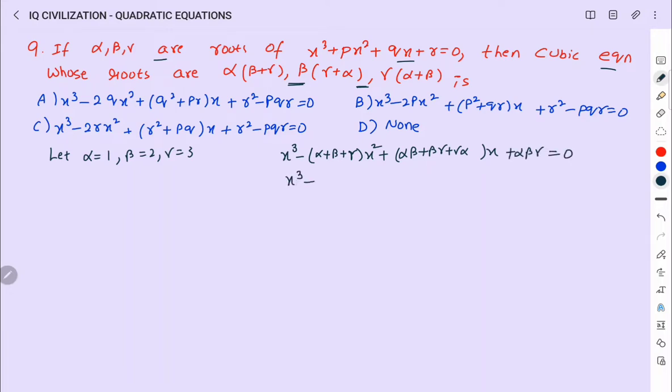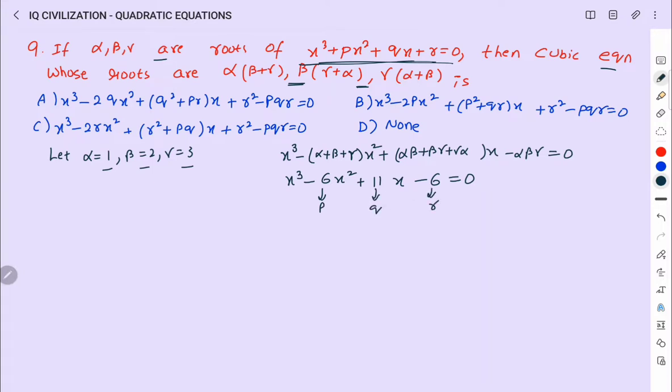So x cube minus (alpha plus beta plus gamma, 1 plus 2 plus 3, that is 6) x square, okay, plus (alpha beta plus beta gamma plus gamma alpha, that is nothing but 11) x, and minus alpha into beta into gamma, so here it is again minus 6 equals 0. So I will compare this one with this. So p value is minus 6, q value is 11 and r value is minus 6.